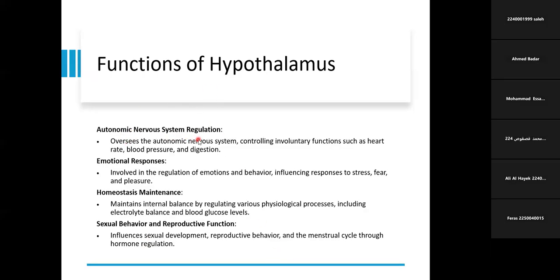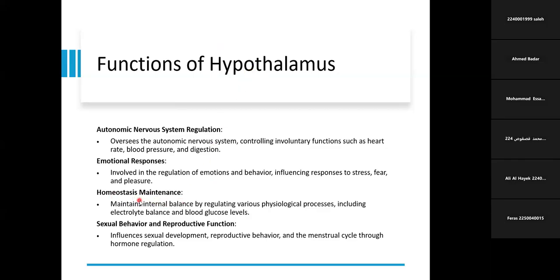Hypothalamus controls our autonomic nervous system. It controls our heart rate. It controls our blood pressure. It controls our digestion indirectly by controlling the autonomic nervous system. Still, the story is not finished. Hypothalamus controls our emotions. It controls our laughing. It controls our weeping. It controls our getting angry. It controls our getting sad. It controls our getting happy. Stress, fear, pleasure, behavior, regulation of emotion is the function of hypothalamus.